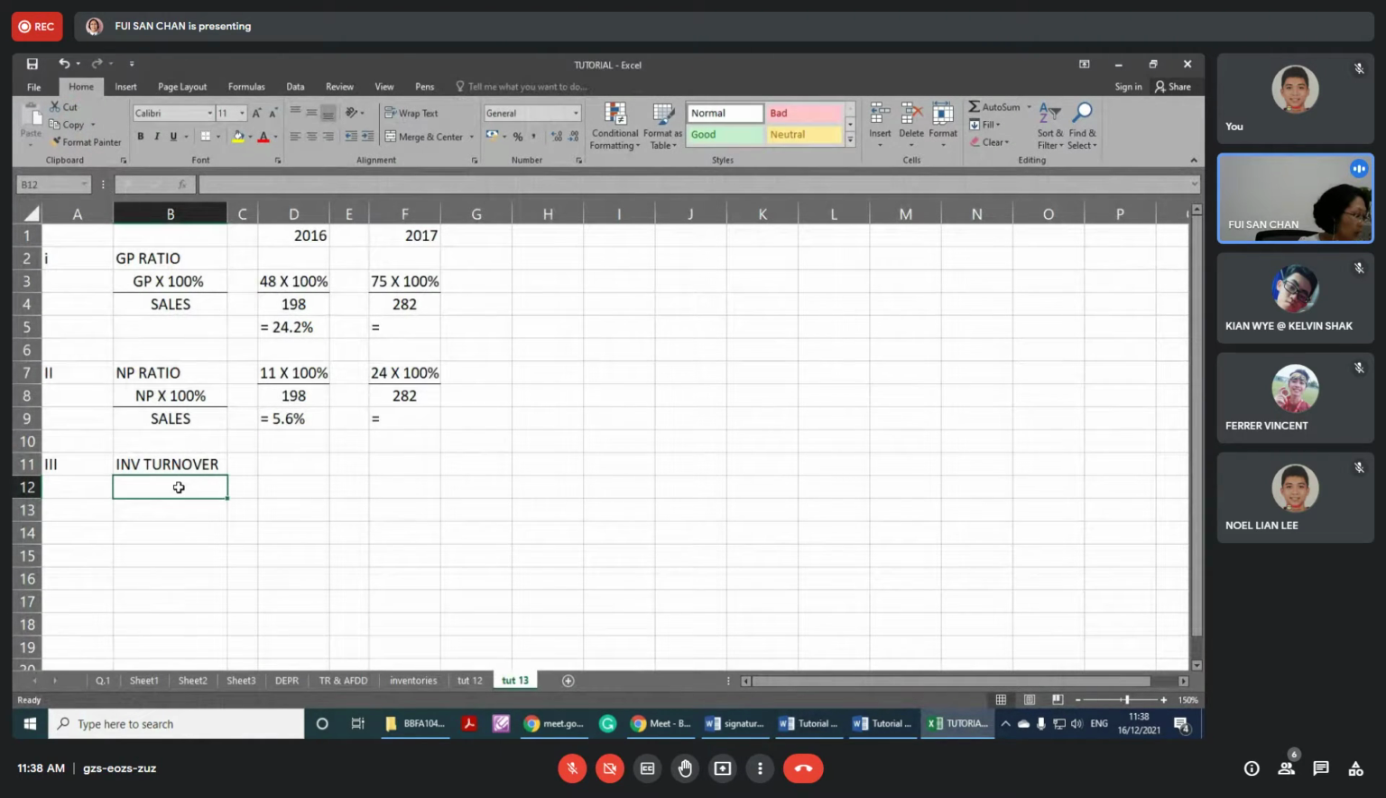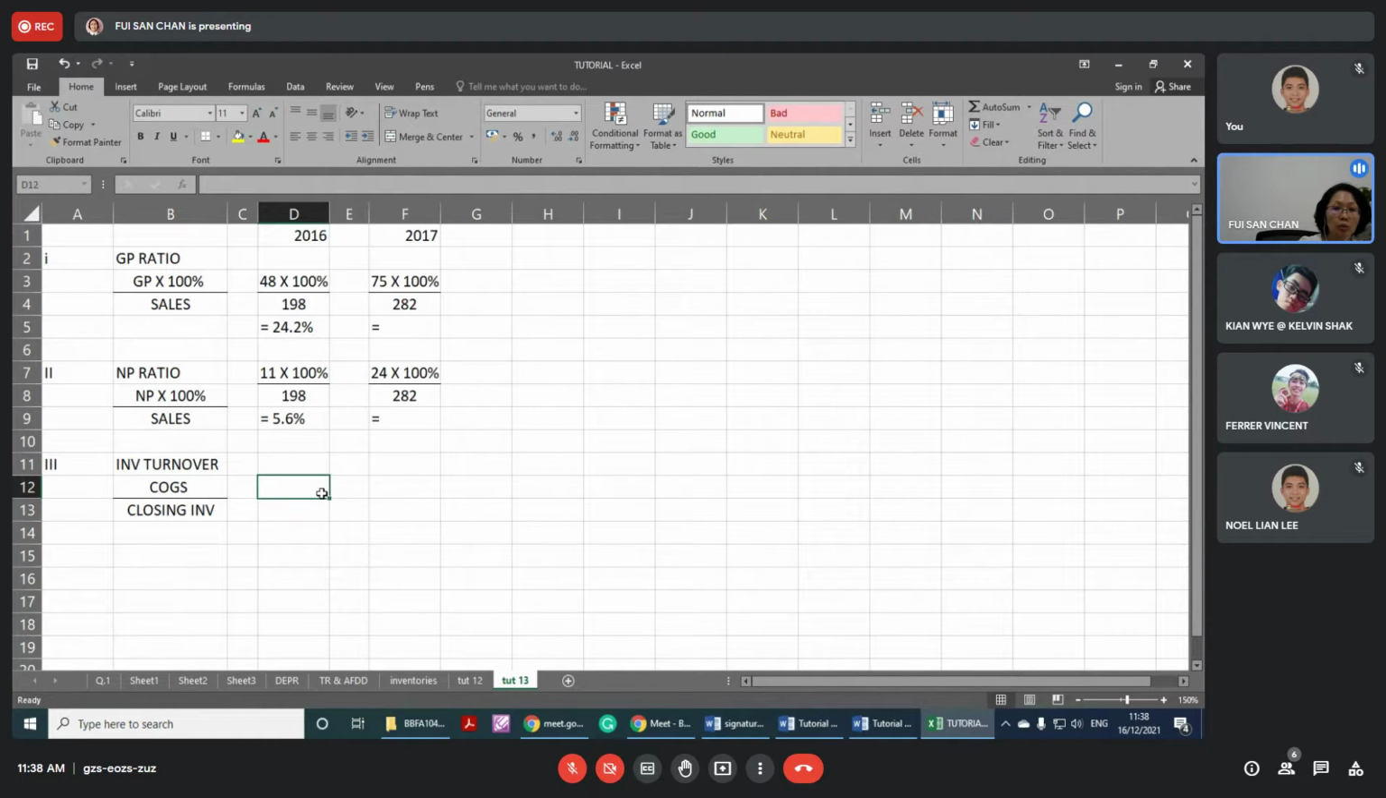So if it's times, then we use what? Cost of goods sold divided by closing inventory. Like this. So this is your formula.